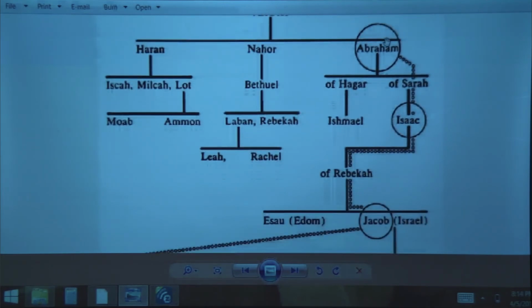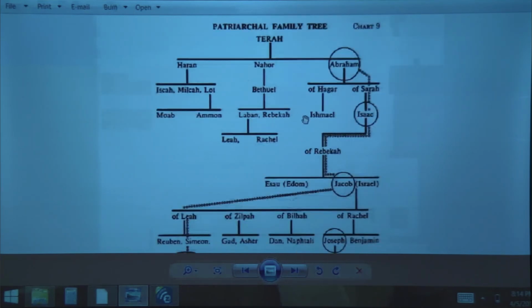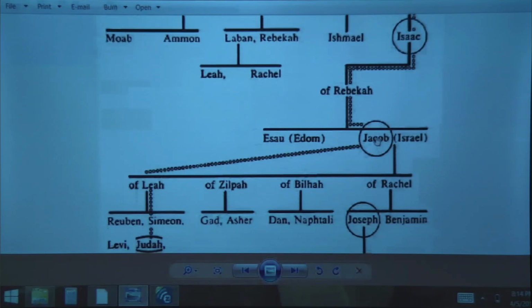Abraham sent his unnamed servant back to his family to find a bride for Isaac, right? If we look over here, Nahor, we see Laban and Rebekah. This is where Rebekah came from. So Abraham sent his unnamed servant to the family of Nahor. He finds Rebekah, brings Rebekah back, and she becomes the wife of Isaac. Nahor had Rebekah and Leah. This is Laban. So Rebekah, Isaac's wife, her brother is Laban. Laban is the one that had the 2 daughters, Leah and Rachel, and that is where Jacob got his wife.